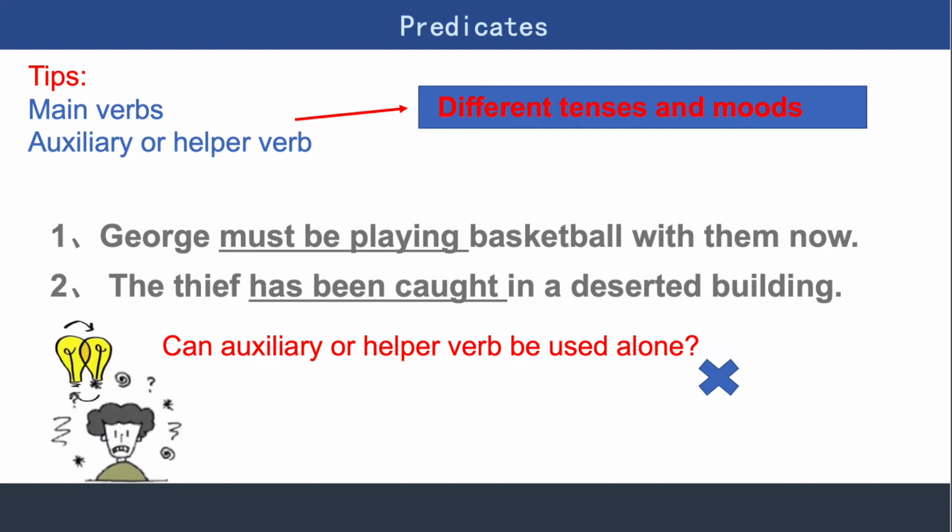Okay, now can an auxiliary verb be used alone? The answer to this question would be no. So, for example, we cannot say George must be basketball, right? So George must be basketball with him, right? So it doesn't seem right. It doesn't sound right. And maybe it will make sense sometimes, but the answer to this would be no. We cannot use an auxiliary verb alone. We always need to have the main verb.